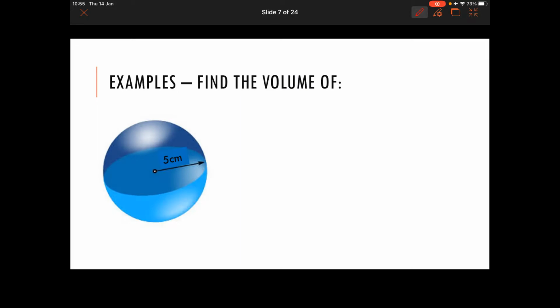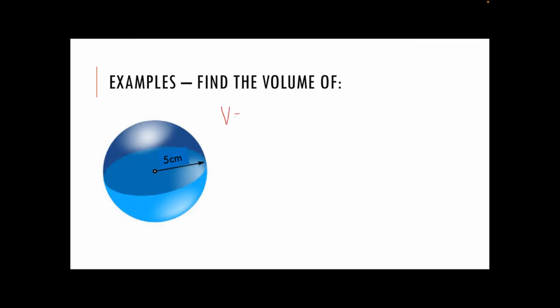Finally, our last one that we want to do then is the volume of our sphere, which we said was 4/3 pi r cubed. So we're doing 4/3 of pi times by 5 cubed. And that's really going to be 4/3 of pi times by 125.